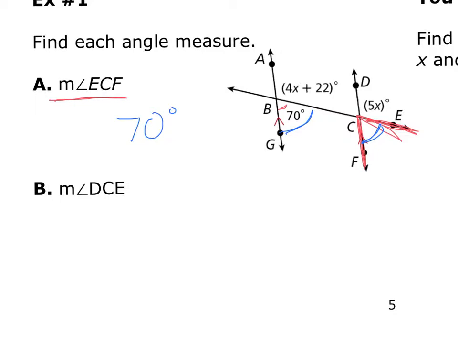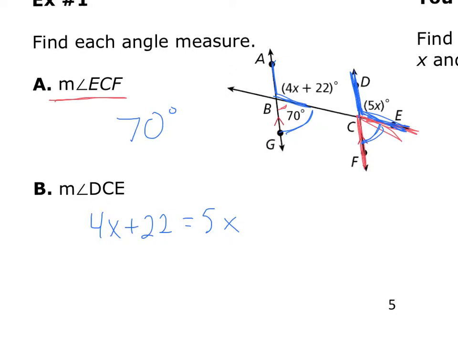This next example, you want to find DCE. We want to find this angle right here. There are a couple of different ways you can do it, but the way I'm going to do it is that ABC, this angle, is congruent to DCE by the corresponding angles theorem. So we know that 4x plus 22 would equal 5x. Then we can solve that equation.